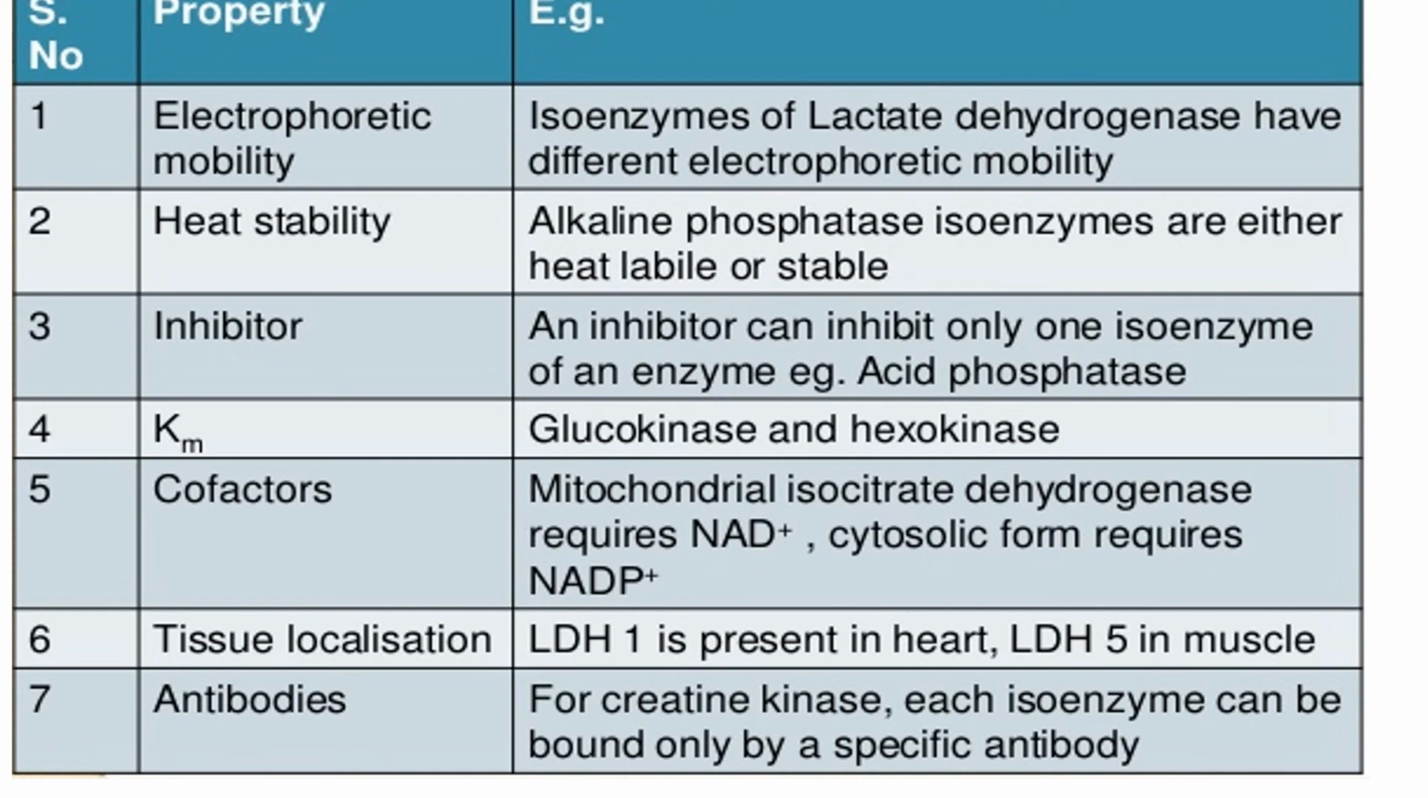Then, when we were discussing the definition of isoenzyme, we said they are present in different tissues in different proportions. If you recall the slide, LDH1 is present in the heart, whereas LDH5 is present mainly in the muscle. So the tissue location of the isoenzyme is different. And for creatine kinase, as far as antibodies are concerned, each isoenzyme can be bound only by a specific antibody.